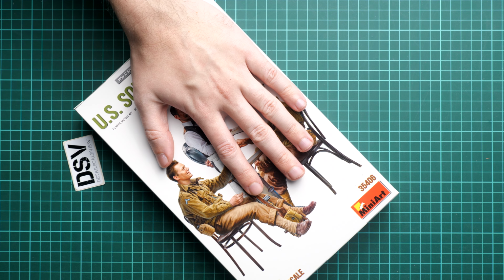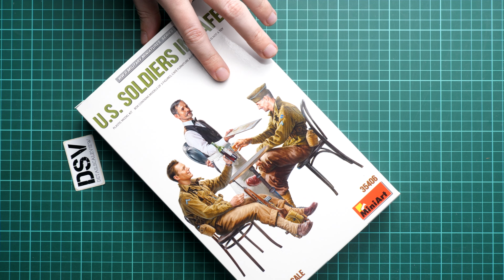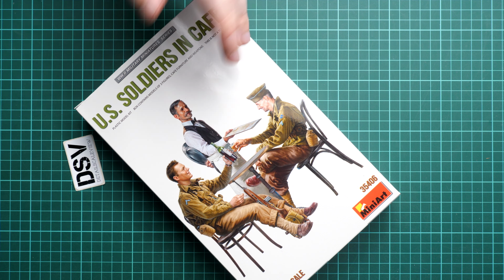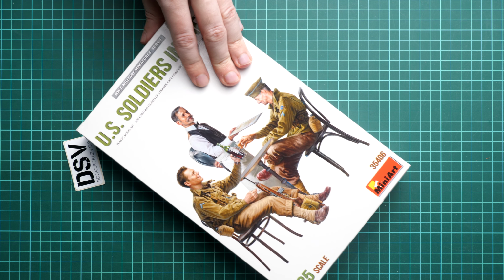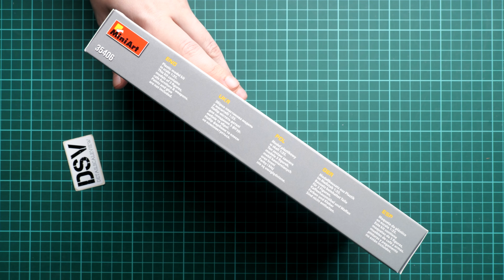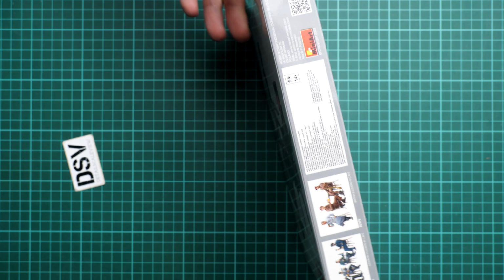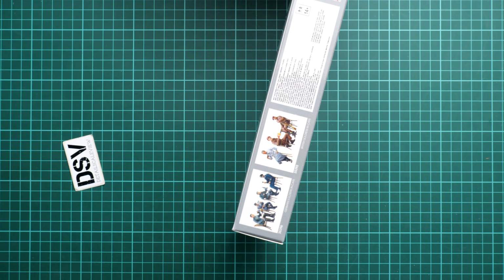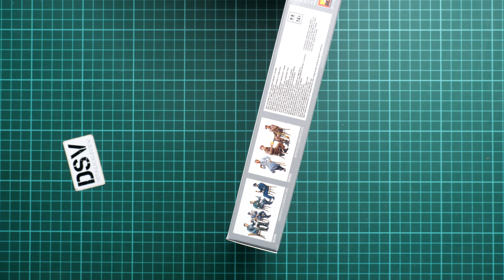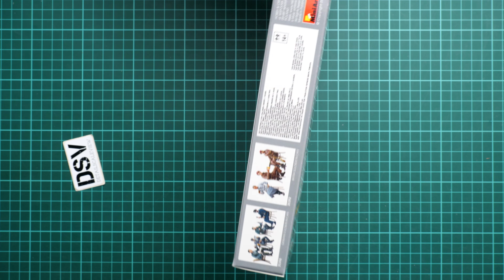Here you can see a comparison with my hand. We also have quite nice box art. I would say it's simple but yet gives you an idea of what to expect. Also on the side here we have some safety information. I think on the opposite side, yeah, here we have some ads for other sets. We reviewed them as well, so you can find them easily on our YouTube channel.